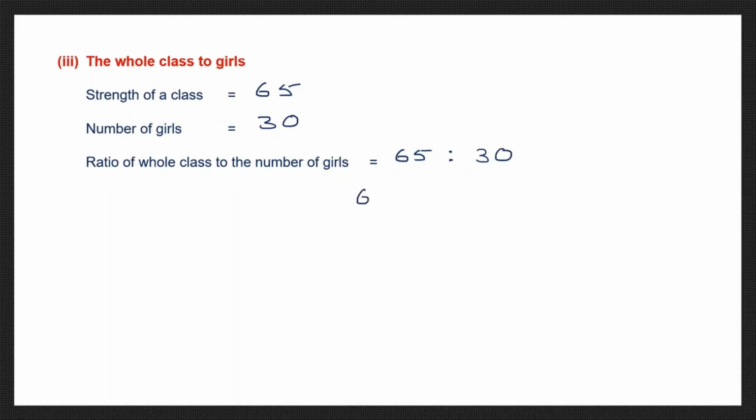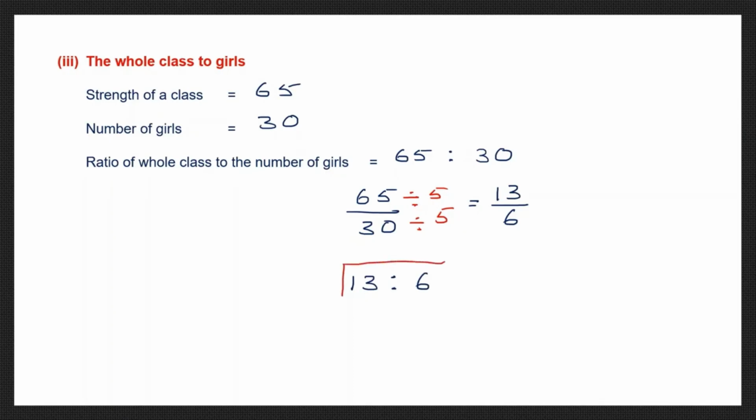Simplify that. So write it as a fraction, then divide it by a common factor, which is 5. Divide both by 5. 13 5s are 65 and 5 6s are 30. So I've got 13 by 6 as my fraction and my ratio will be 13 is to 6. So I've got my ratio as 13 is to 6.